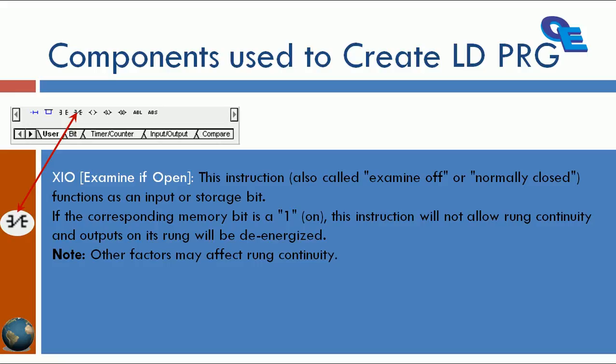This instruction is also called examine off or normally closed, and functions as an input or a storage bit, same as an XIC. If the corresponding memory bit is 1 (on), the instruction will not allow rung continuity and the output on that rung will be de-energized. It is the reverse of XIC.